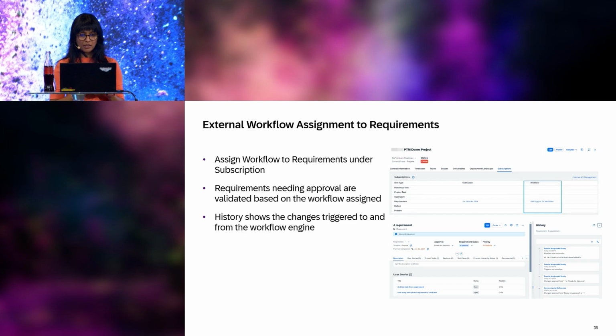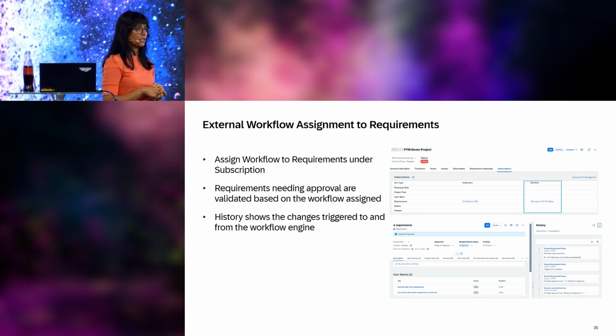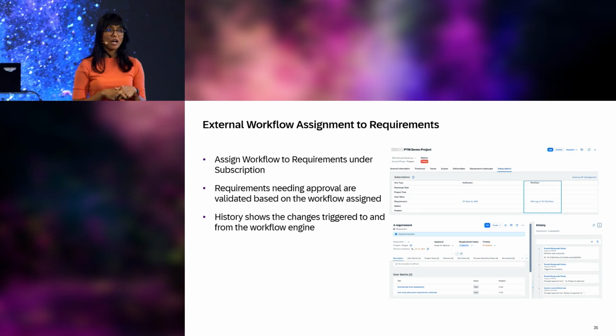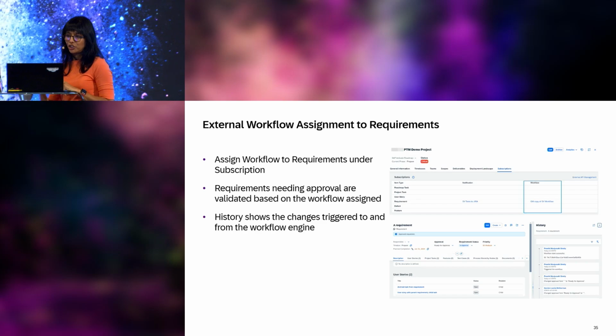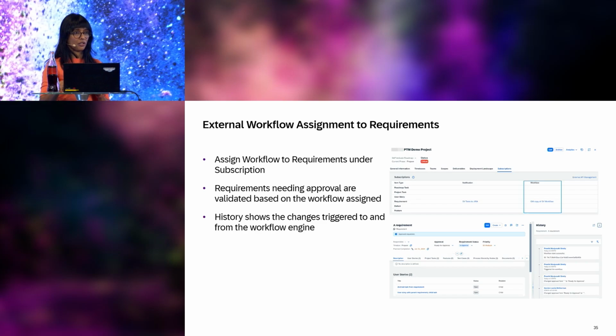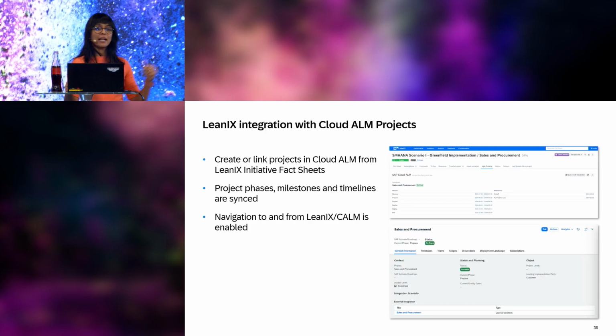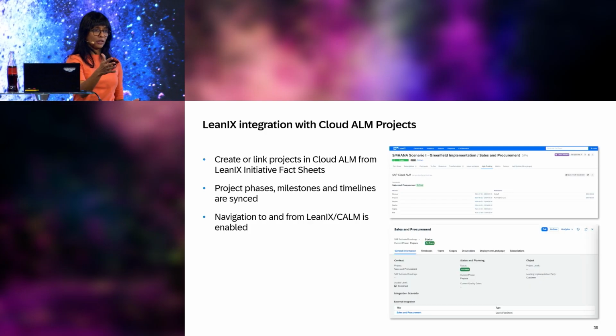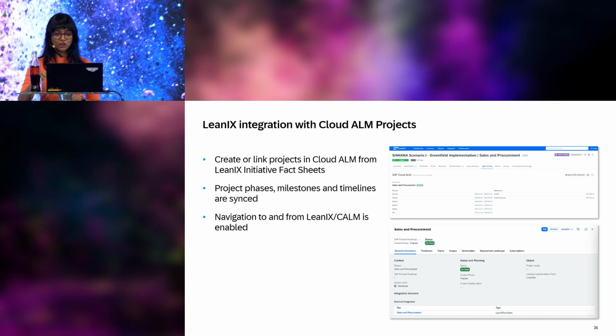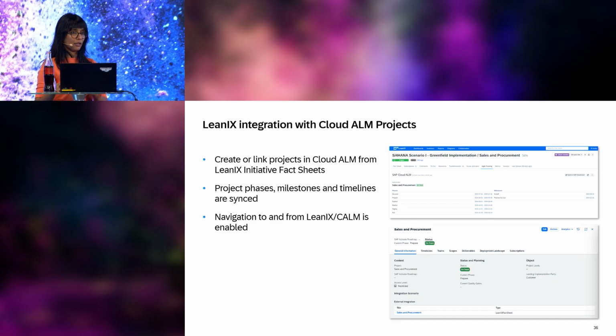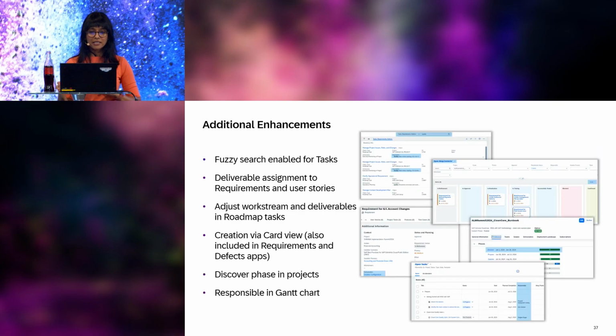So this is something that you can track in the history, and you will also see once you have this integration available, you will not be able to change the status of the approval state of the requirement anymore in Cloud ALM, because from then on all approvals go through the external approval engine. Yeah. LeanIX integration, as I already mentioned, you can link the fact sheets from LeanIX into Cloud ALM, and you can also sync the dates and the phases.